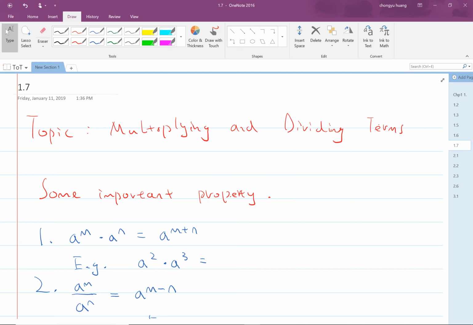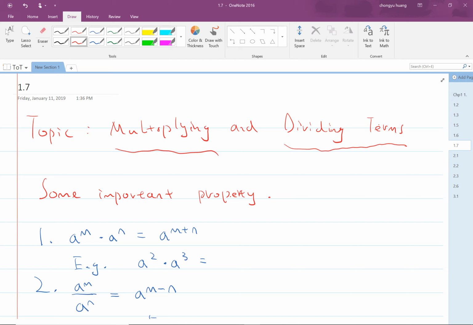Okay, guys, so today's topic is multiplying and dividing terms. Remember, in the previous video we talked about adding and subtracting terms. Today we're talking about multiplying and dividing terms.